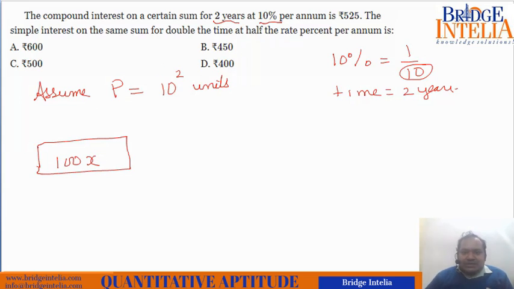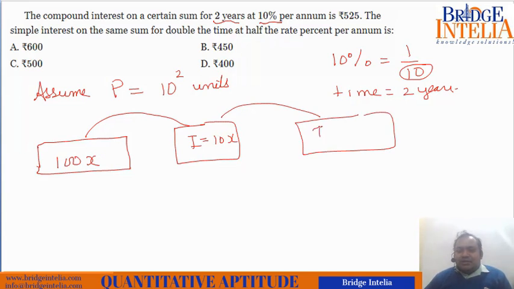The compound interest on a certain sum for 2 years. So let's see. First year interest: 10% of 100x, so 10x. Next year interest: 10% of the original amount plus 10% of the interest you have earned so far. So 10% of 100x, that means 10x, plus 10% of 10x, that means x. So that is equal to 11x.